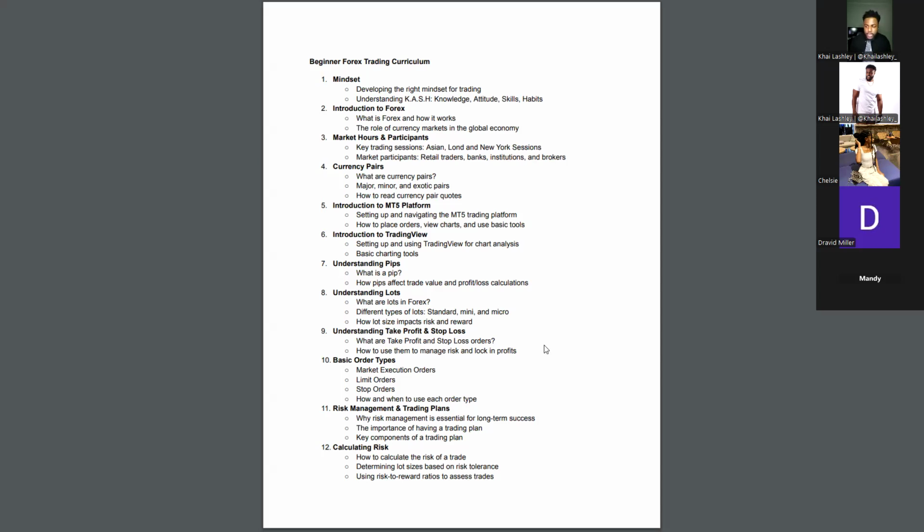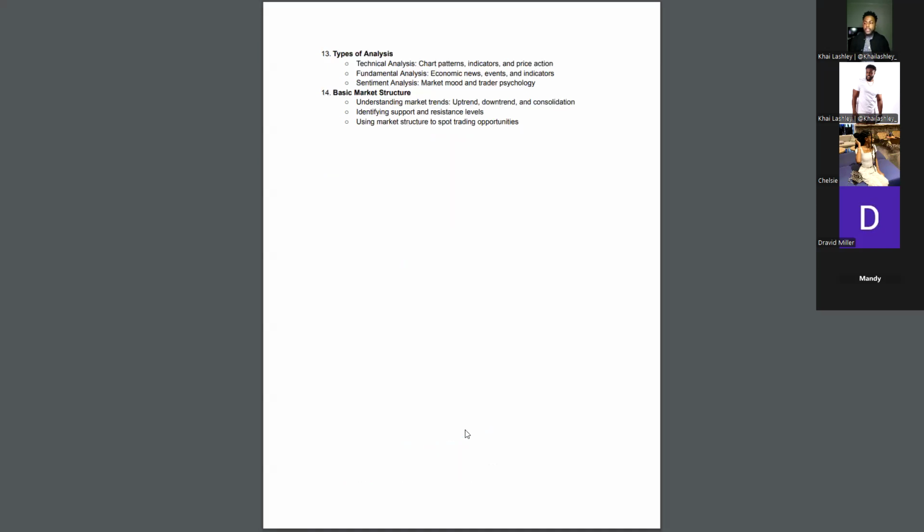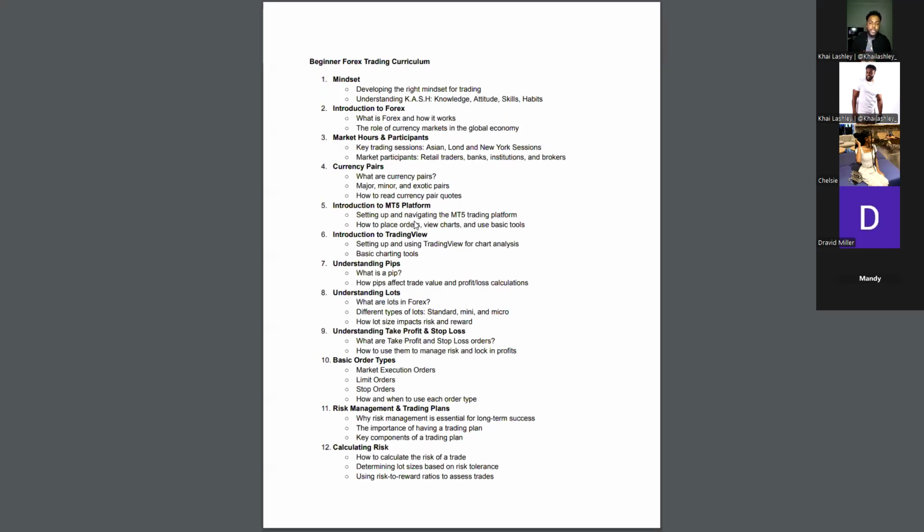Calculating your risk, of course. And then last but not least, the types of analysis and basic market structure. Here's what you guys do. You can screenshot this, screen grab it, so that you have it, and you can look through and see, okay, at different points, where am I actually at?